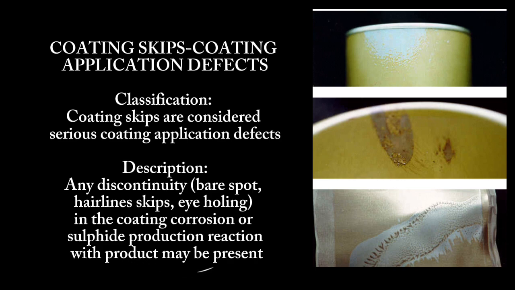Some common causes include contamination of the metal plate surface with dirt, grease, or other residues before coating. Second is errors during the coating process such as uneven or incomplete application.